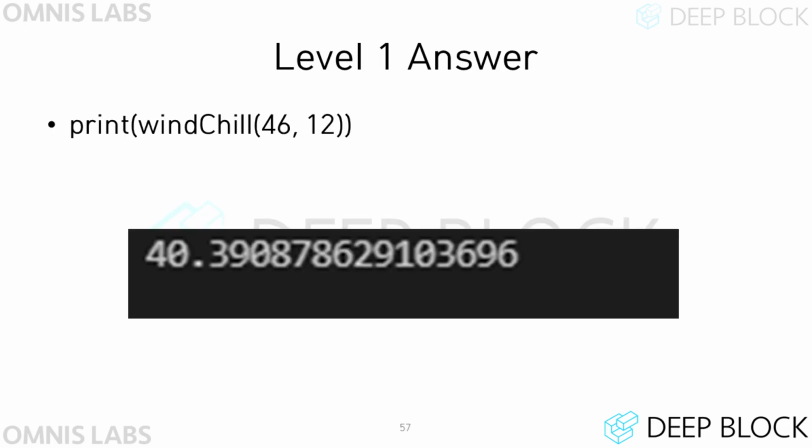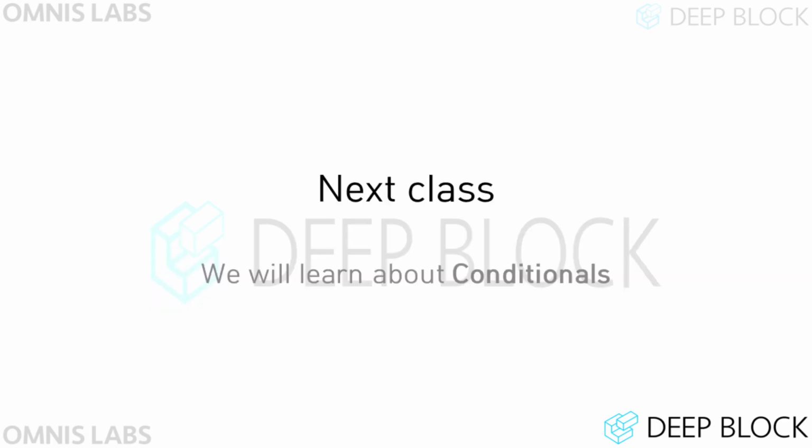Now you can print the wind chill temperature by printing the return value of the function call. If you put 46 Fahrenheit and a wind speed of 12 miles per hour in the windChill function and print it, the following value is printed.